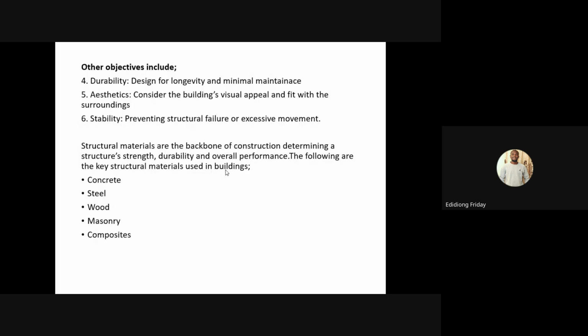Now going further, structural materials are the backbone of construction, determining a structure's strength, durability, and overall performance. In order for us to achieve these structural design objectives, we need to use structural materials. We have listed the key structural materials used in buildings: concrete, steel, wood, masonry, and composites. These are the key structural materials used for structural designs.